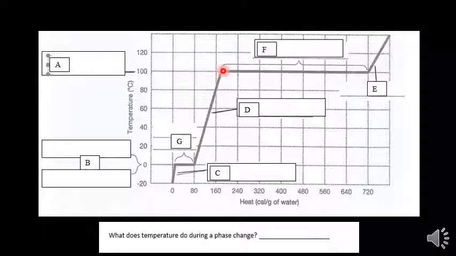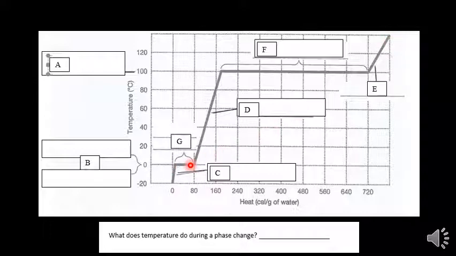Same thing up here where I'm at 100 degrees as a liquid, and then I start to boil that water, and it's changing over to a gas, and it gets all the way over to this side, it's all the way a gas. It's still at 100 degrees. Temperature doesn't change during the phase change. Once the phase change is completed, then we can start to increase the temperature again. But that's an important thing. During phase change, temperature doesn't change.